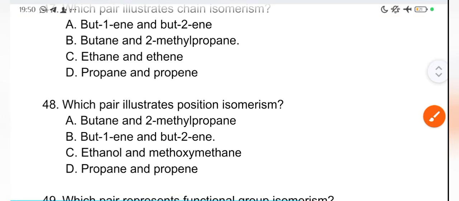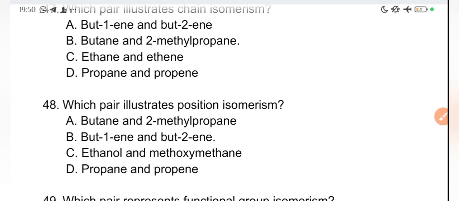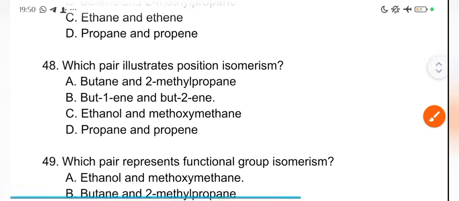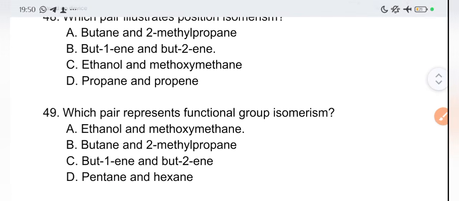48. Which pair illustrates position isomers? That is based on their position. That's how they differ structurally. We have but-1-ene and but-2-ene. You know, but-1-ene and but-2-ene are actually the same thing. The only difference is just that the position is different.